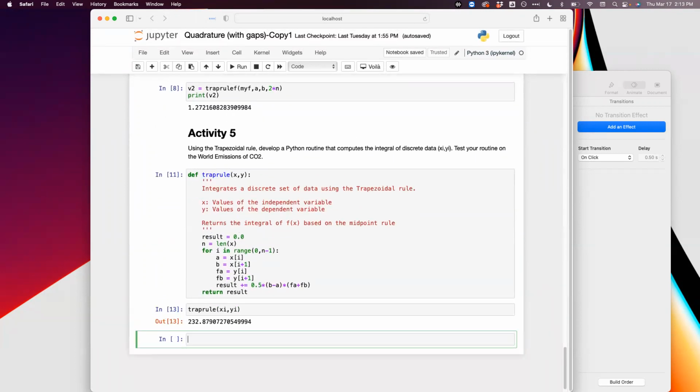You're going to get a different number than mine because your data stops at 2014. My data stopped at 2016. So that's the difference. You should get 223, like the number you got, 223.